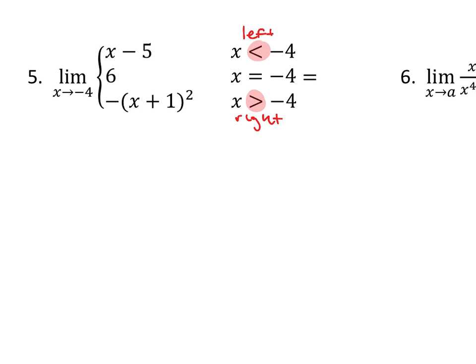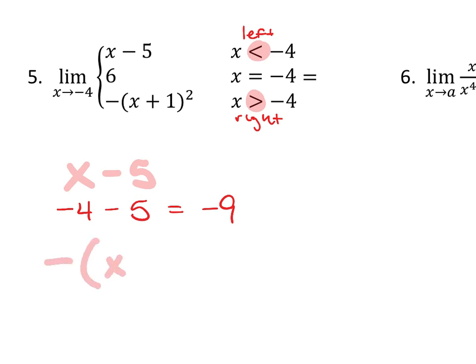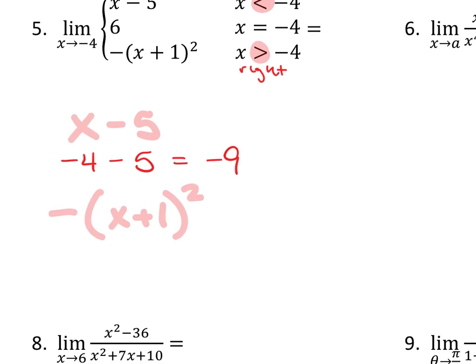So for me to directly substitute into a piecewise function, I'm going to have to substitute it twice. Because I want to check for the first part when the function is x minus 5. So if we do -4 minus 5, we get -9. We got a number. Fabulous. It's not 0 over 0. And if we try the other one, where it's -x plus 1 squared, and we try directly substituting in there, this would be -4 plus 1 squared.